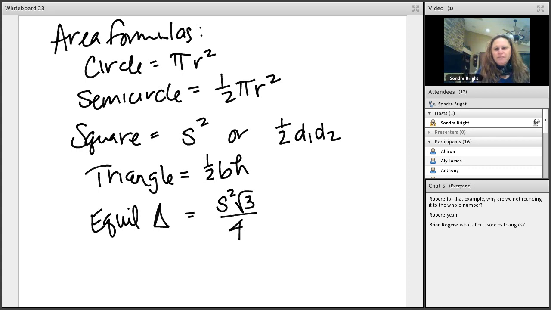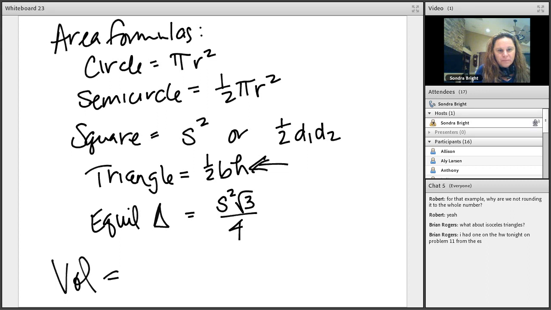Isosceles, I don't think you'll see, because I don't think you had any in the homework, right? Because with isosceles, which base are we going to throw along the base? With equilateral, you know all 3 sides are the same, so you would just use this. But anyway, there you go. Keep in mind, to find the volume, you're going to integrate the area. That's how you found the volume.